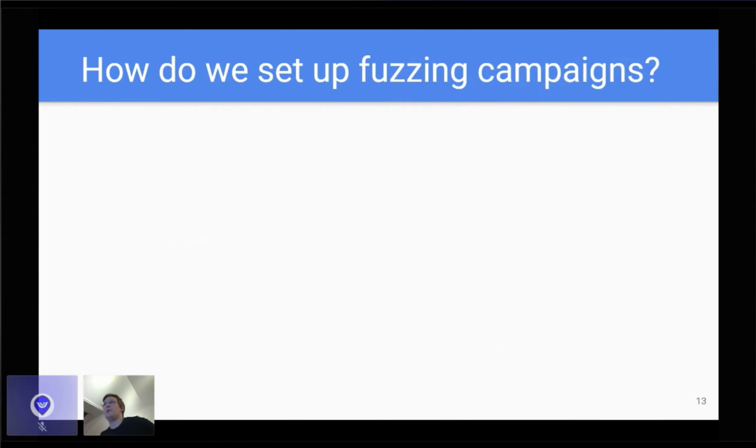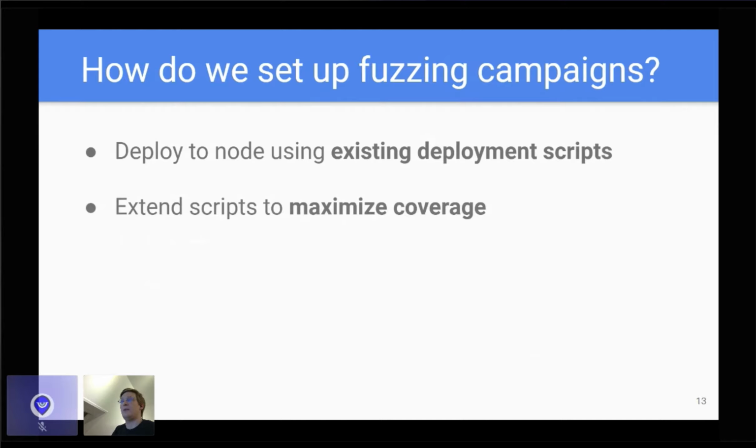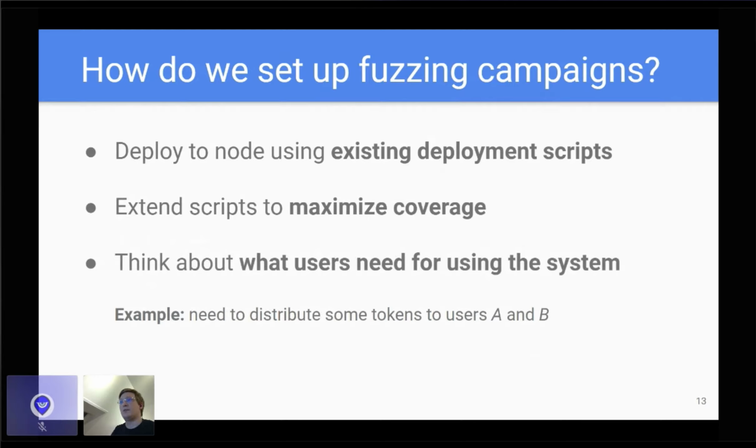So now, once you have these properties, how do you set up a fuzzing campaign? So often what we do is we actually use existing deployment scripts that people might have been developing to deploy their contracts to some testnet. And often we actually extend them a little bit to maximize the coverage that is achieved by the fuzzer. For instance, you might want to think about what users need for using the system. For instance, if your system requires users to have tokens of a certain type, maybe you need to actually distribute them to certain users that the system knows about before you can run the fuzzer.